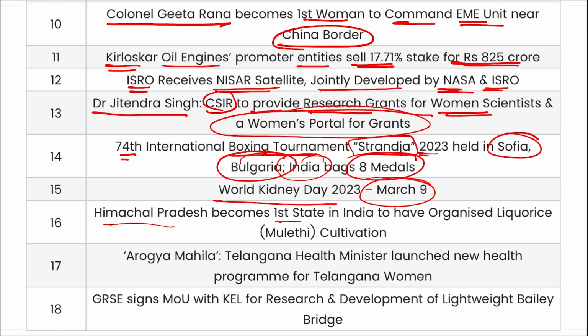Himachal Pradesh became the first state in India to have organized licorice cultivation, that is mulethi cultivation. It will be the first commercial cultivation of mulethi in Himachal Pradesh.